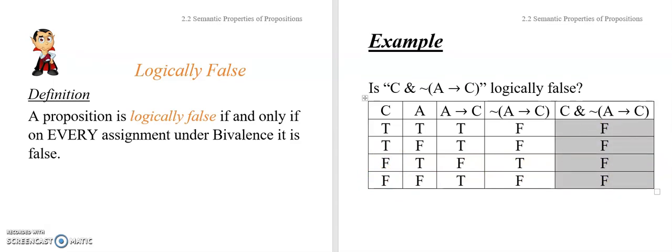This is a contradiction. This is indeed a contradiction. This is a logically false sentence, and it satisfies our definition. So these things can take different forms. You've got to be a little bit careful.